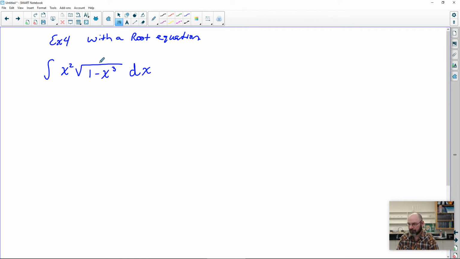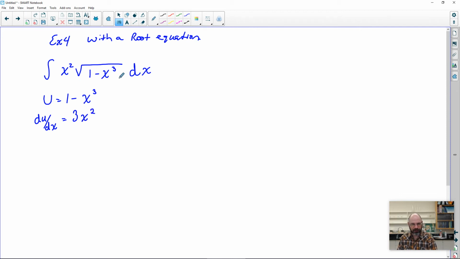Okay, so the first thing we should do is the same thing that we've normally done: use this as our u and then find out what du is. So let's do that. u would be equal to 1 minus x cubed. Then if we take the derivative, du dx is just equal to 3x squared.